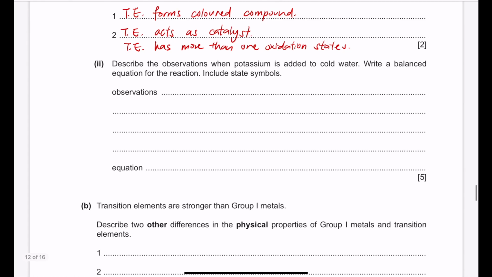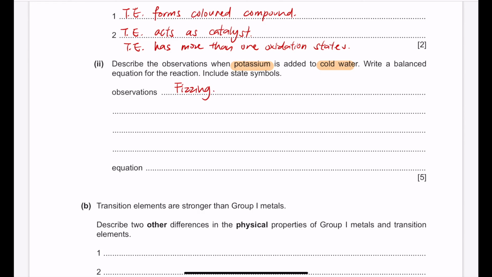So you see, they are asking for observation. When group 1 element potassium is added to cold water, you are asked to also include a balanced chemical equation for the reaction and include the state symbols. Remember, group 1 metals react with H2O to form metal hydroxide and hydrogen gas. So when hydrogen gas is produced, what is the observation? Okay, bubbles form, fizzing.